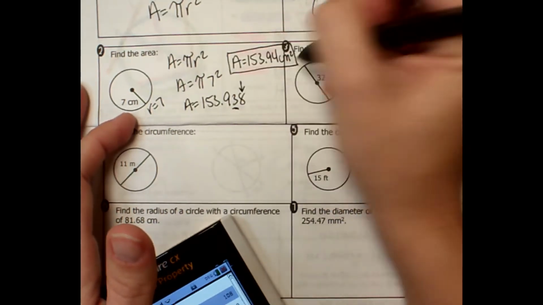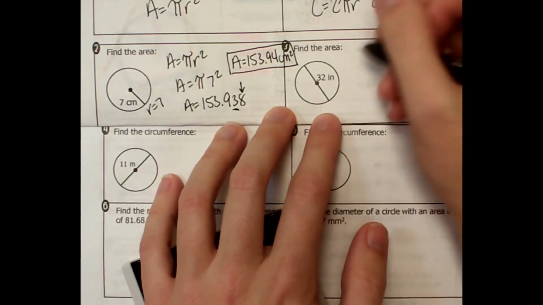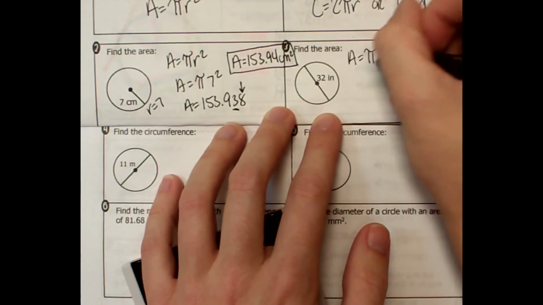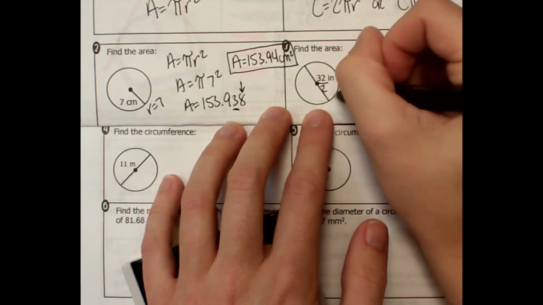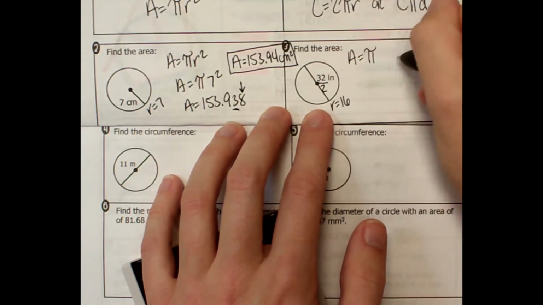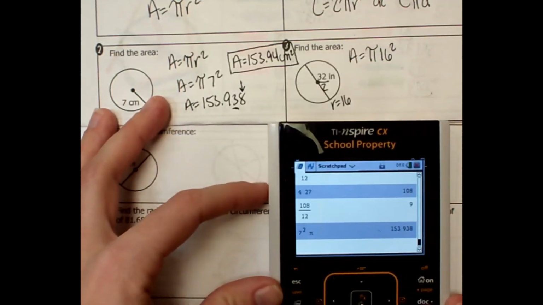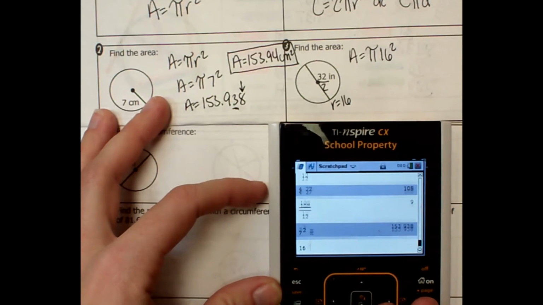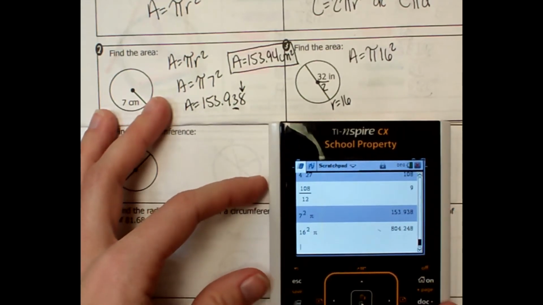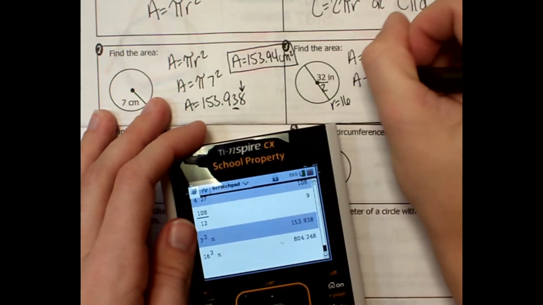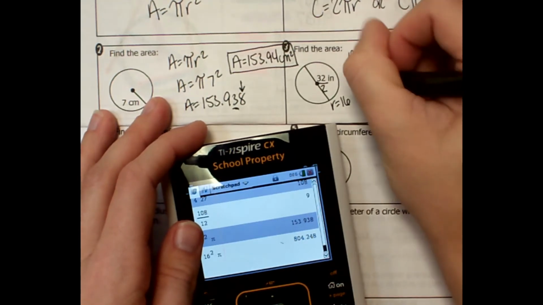So I showed you all the steps for that one. I'm not always going to do that. So find the area for this one. So A is equal to pi. For area, we need r. So if you divide that by 2, you get that r is 16. So 16 squared. Type it into your calculator. 16 squared times pi. Enter. 804.248. So area is equal to 804.25 inches squared.